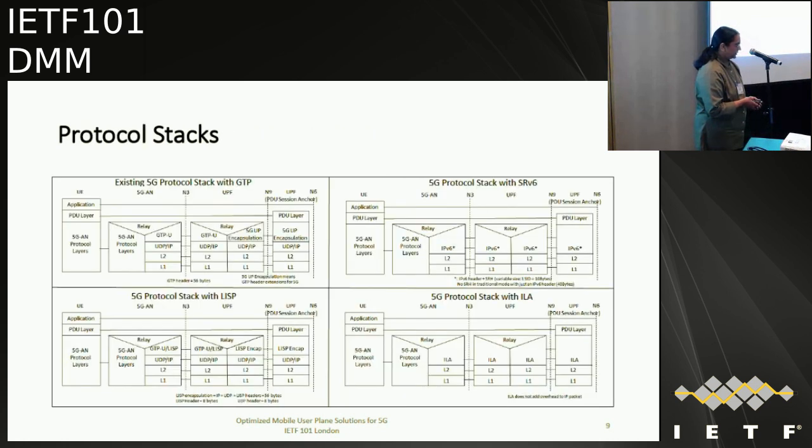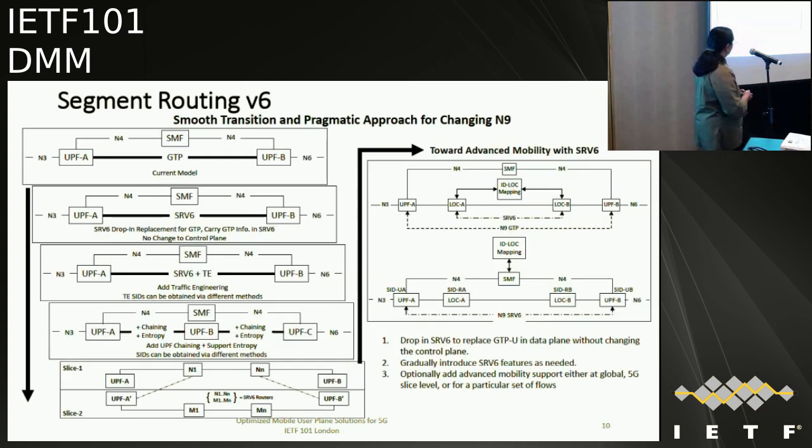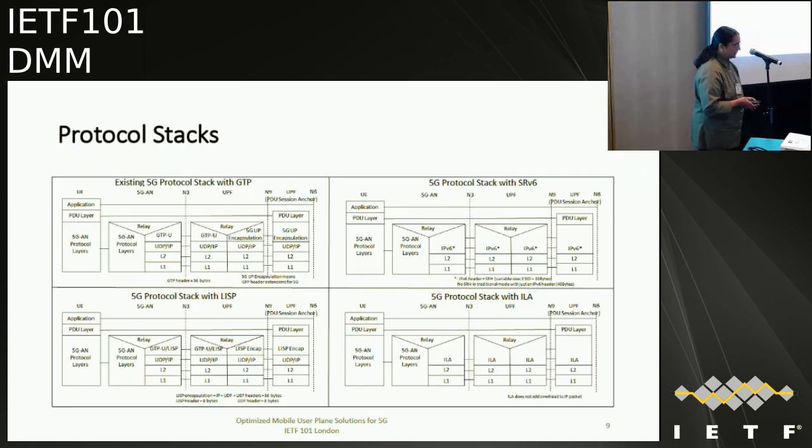And so you have seen these protocol stacks in the individual presentations before. Just to put them in context, the top left tile shows the existing 5G protocol stack. So the N3 interface and N9 interface. The N3 interface is between the gNodeB and the UPF, and there is GTP over UDP over IP over there.